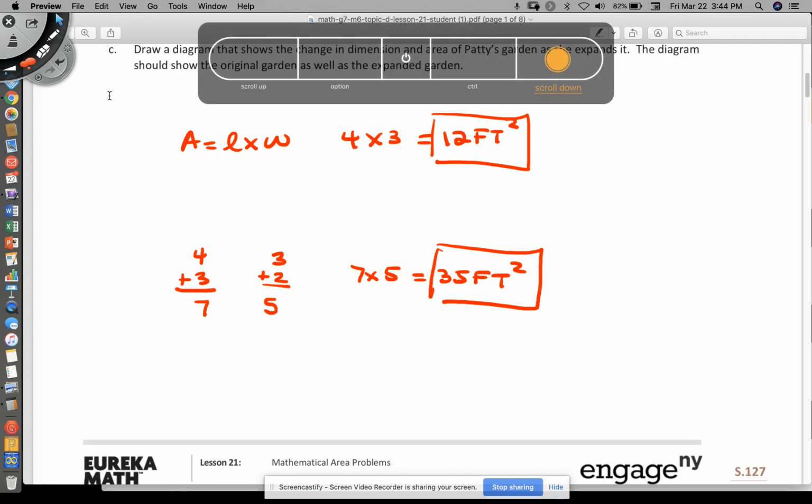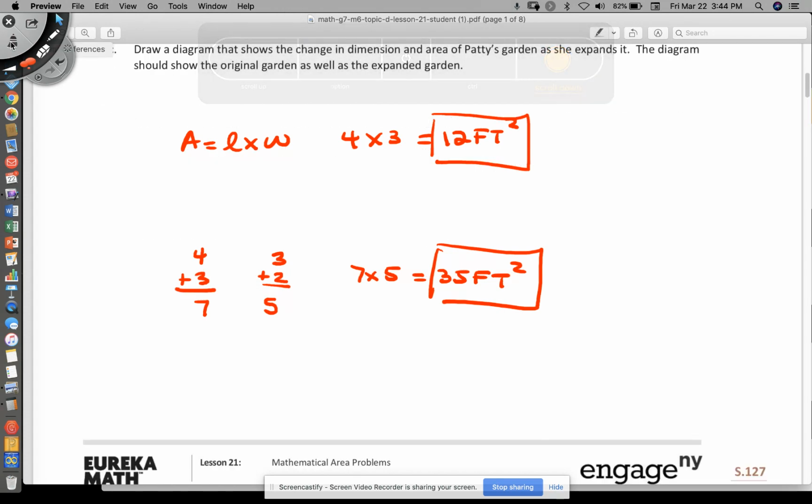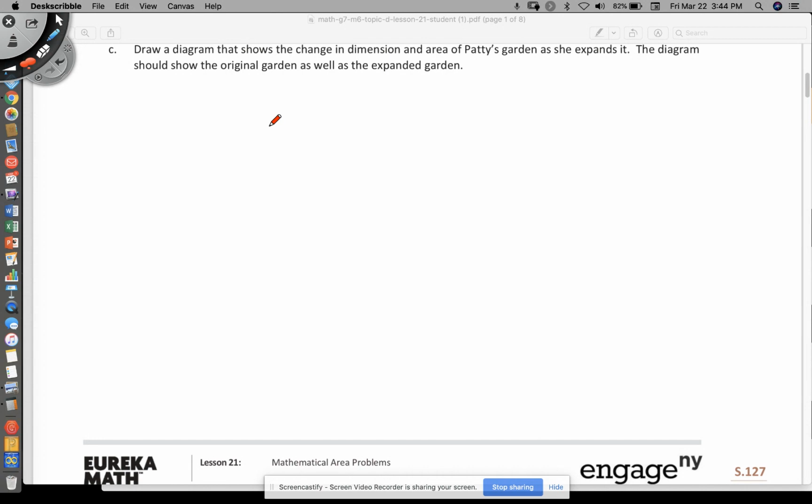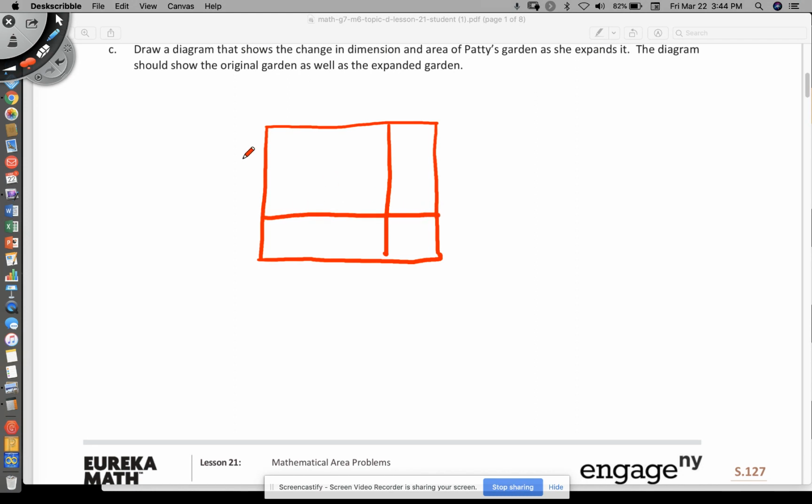So let's draw a diagram of what that garden will actually look like. So we start by just drawing a box, and this is kind of like what you guys do in science with Punnett squares. Same kind of operation. So you're going to kind of cut this up, but don't make the lines go directly down the center.